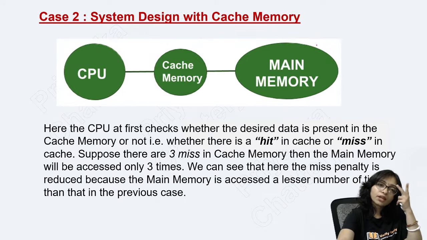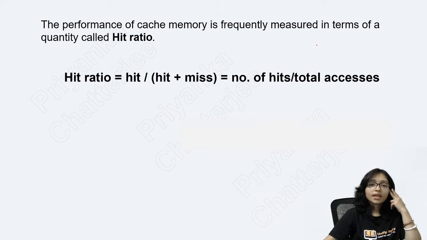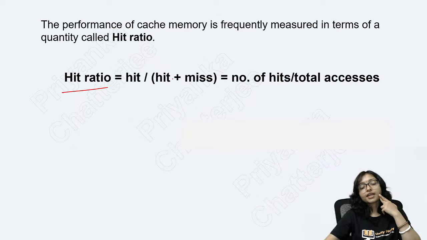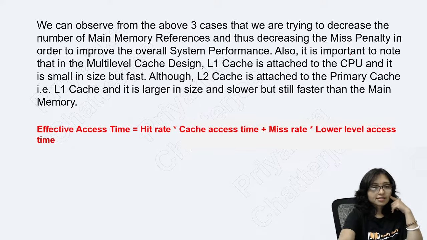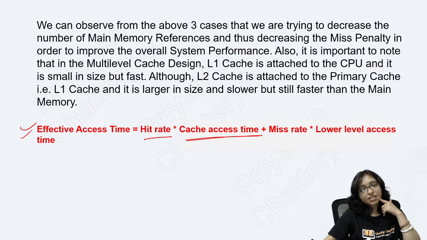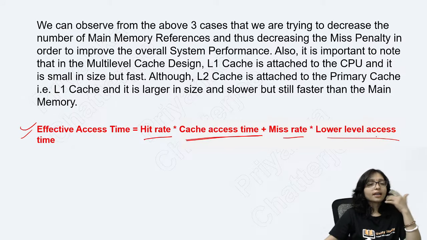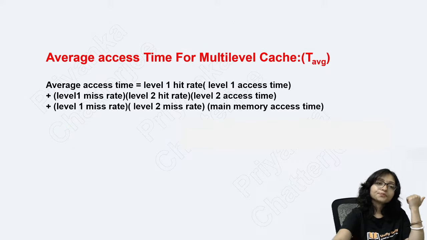Okay, so how to calculate the miss and how to calculate the hit? Here this is the level 1, level 2 cache, you can see. Here this is the hit ratio. Hit ratio means hit divided by hit plus miss, so the number of hits divided by the total number of accesses. And how to calculate effective access time? Hit rate multiplied by cache access time plus miss rate multiplied by lower level access time. That will be your effective access time, right?